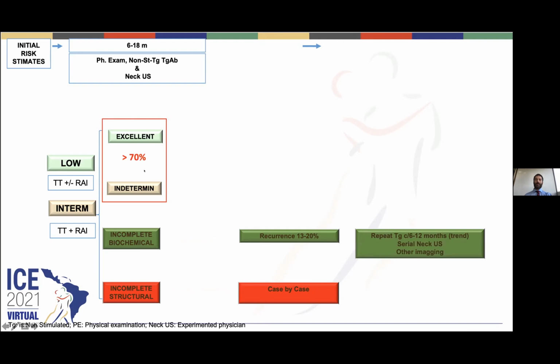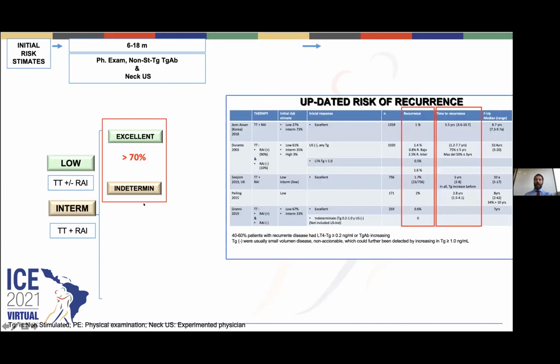When we are with the patient with excellent or indeterminate response to therapy, in both cases, if they started being low or intermediate risk, we have to use this information to know how to follow them. As I said before, the risk of recurrence is very low, less than 2%. And if the recurrence happens, it usually is before the 5 years, and very rarely after that, but usually before the 10 years.